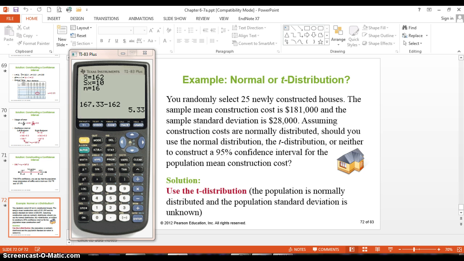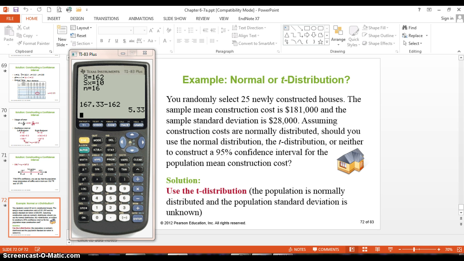So suppose this for the next problem, okay? You randomly select 25 newly constructed homes. The sample mean construction cost is 181,000 and the sample standard deviation is 28,000. And again, we're going to assume the construction costs are normally distributed. What would the confidence interval be if we wanted a 95% confidence interval?